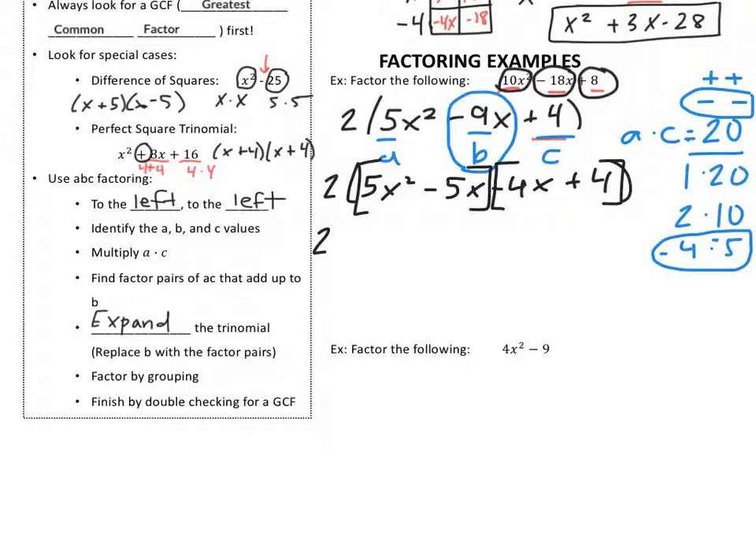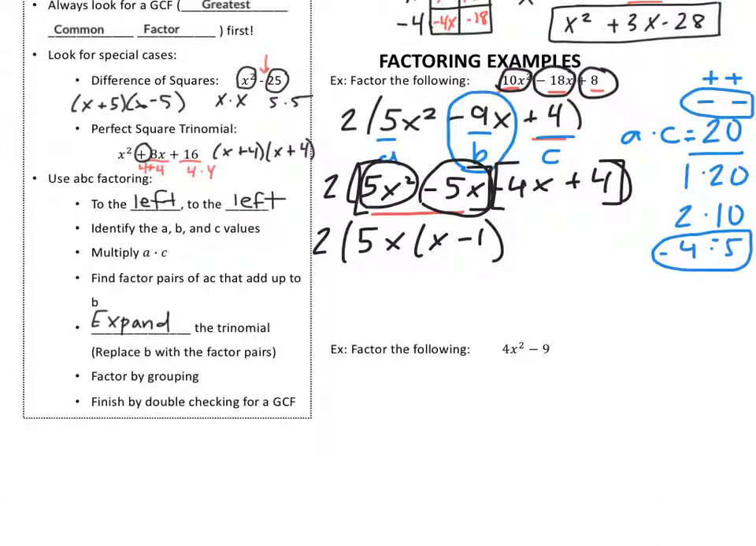Now you're going to look for, within this binomial right here, what is a GCF of 5x squared and 5x? Well, that's going to be 5x. Then you'd open your parentheses and you're going to do 5x squared divided by 5x would just be x. And then negative 5x divided by 5x is negative 1.